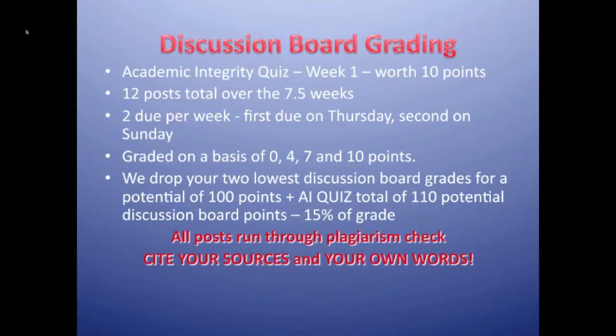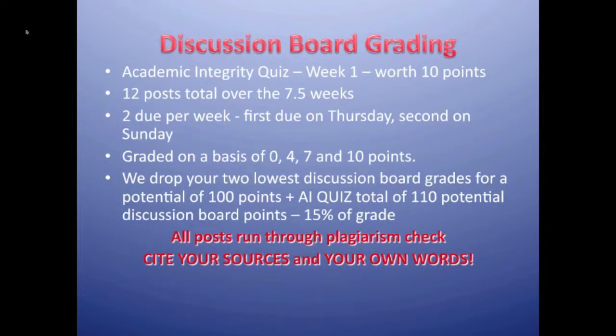There will be 12 discussion posts total that are due over the next 7.5 weeks. There's approximately 2 per week, with the first one being due on Thursdays by the end of the day, and the second one due on Sunday by the end of the day. All discussion posts are graded on a categorical scale of 0, 4, 7, and 10 points, so there's nothing in between those categories. And we drop your 2 lowest discussion board grades for a potential of 100 points, plus we add in the academic integrity quiz, which cannot be dropped, for a total of a potential of 110 discussion board points. Those points are worth 15% of your grade.